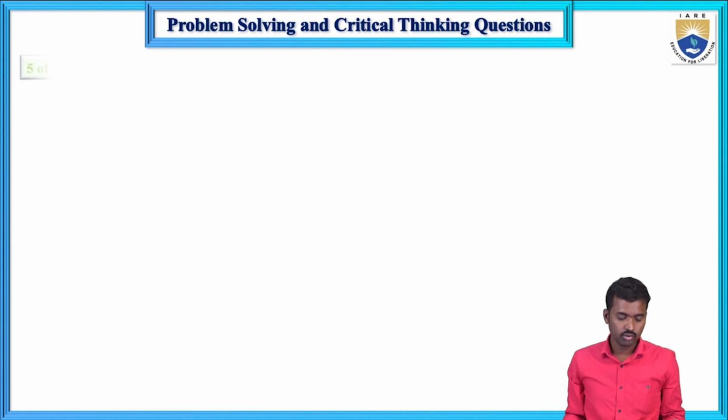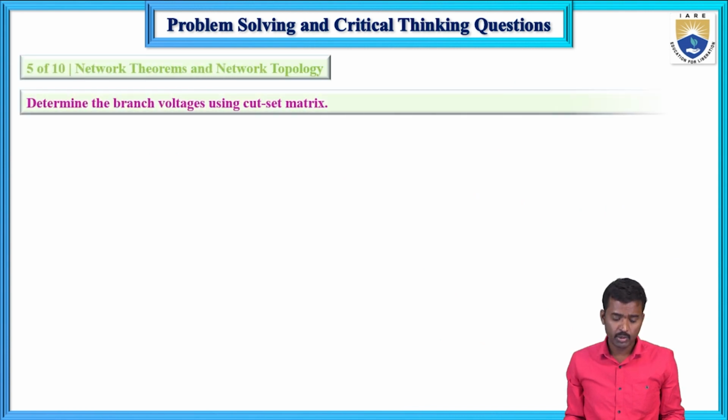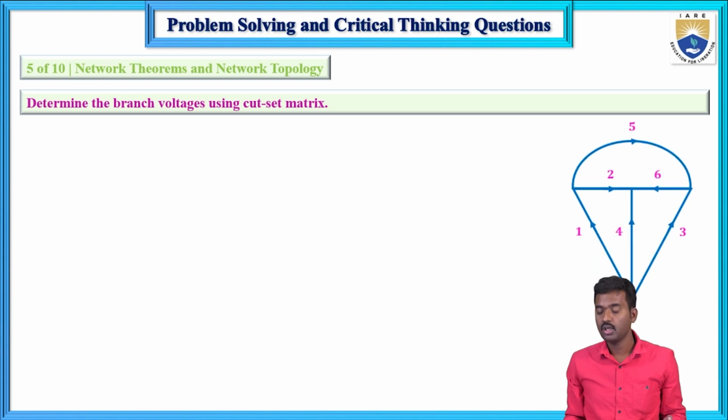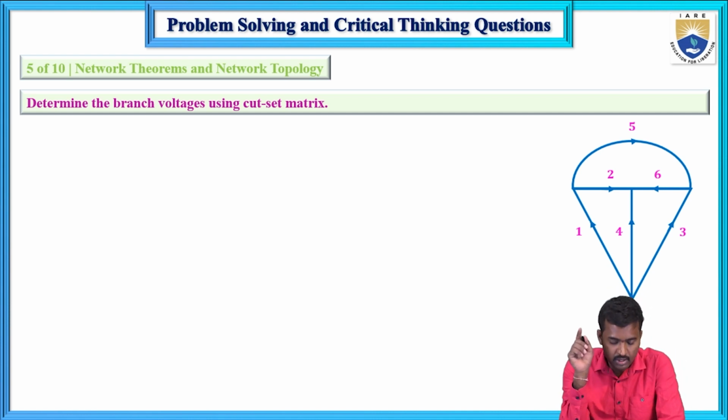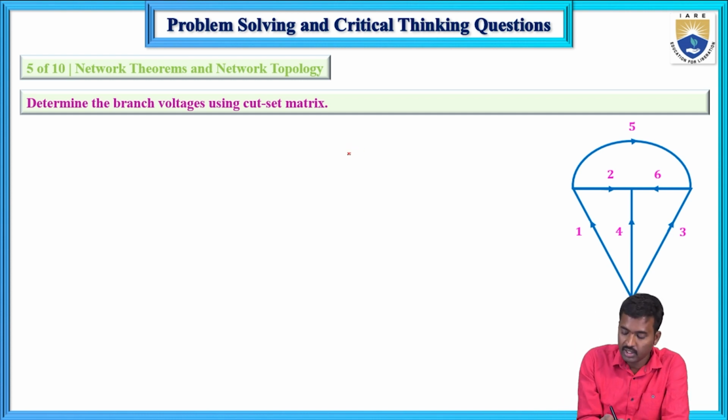Now the fifth problem: determine the branch voltages using the cut set matrix. So now here this is the graph. For this graph, first determine the cut set matrix. After that, determine the branch voltages. First, to find the cut set matrix, select any one of the trees. A tree means without any closed path, and there must be A, B, C and D.